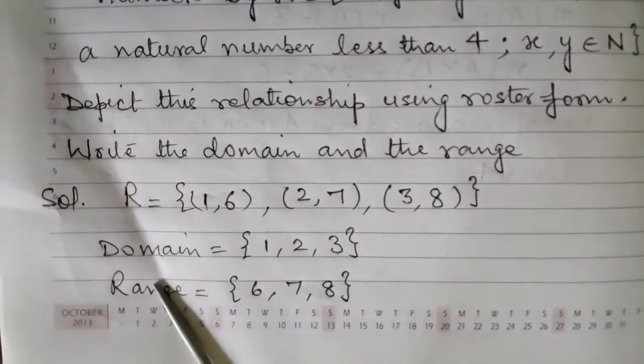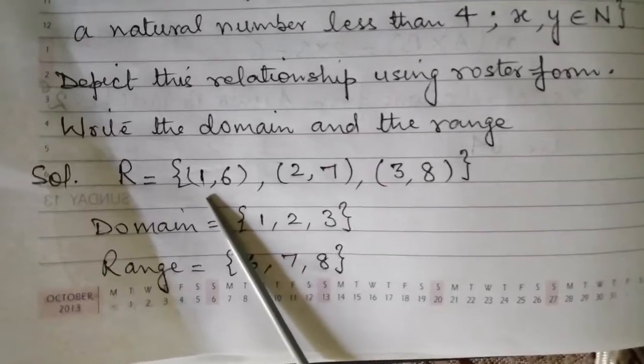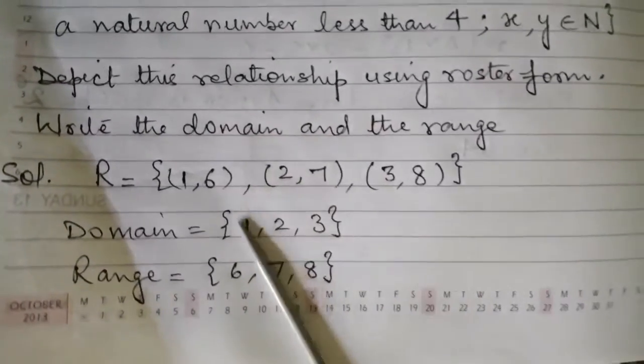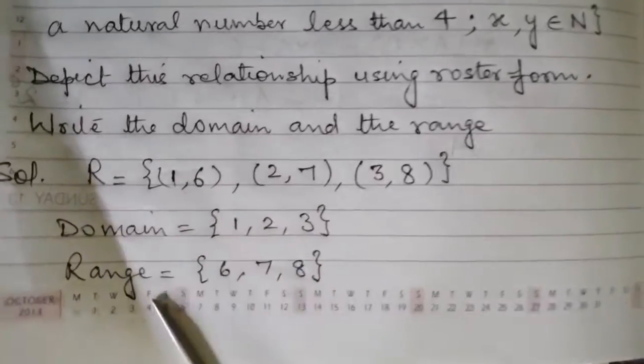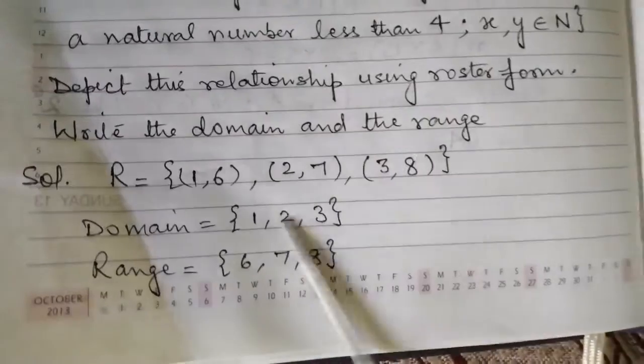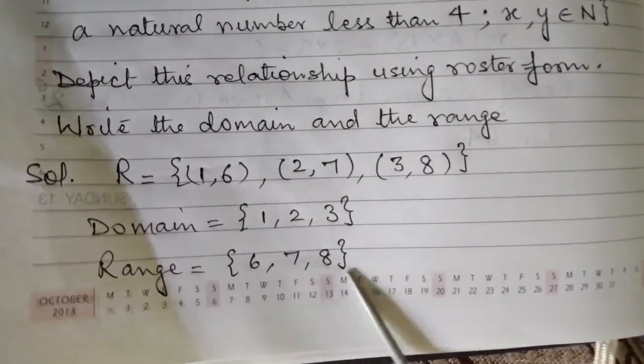So what will be its domain? Domain will be the set of all first elements of the ordered pairs. So 1 comma 2 comma 3, and range will be all the second elements of the ordered pairs. So range will be 6 comma 7 comma 8.